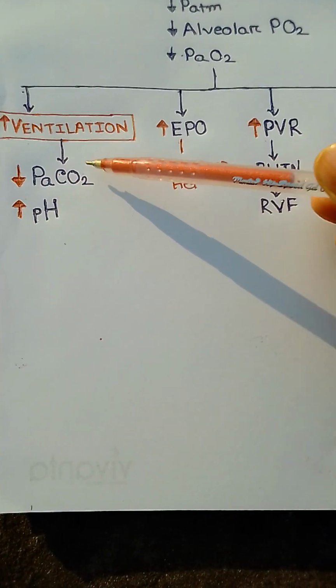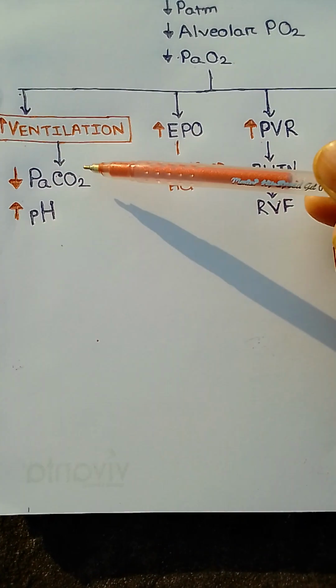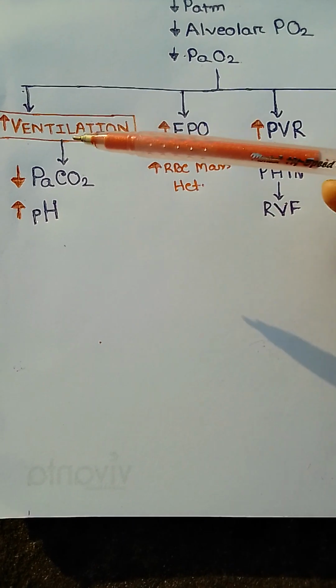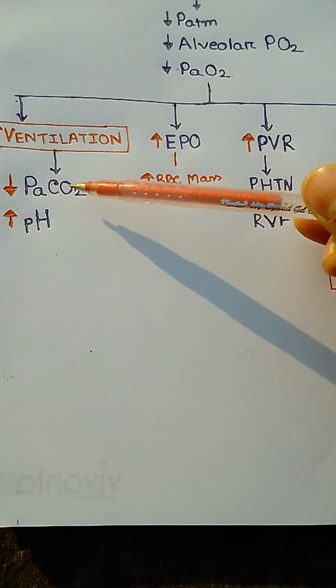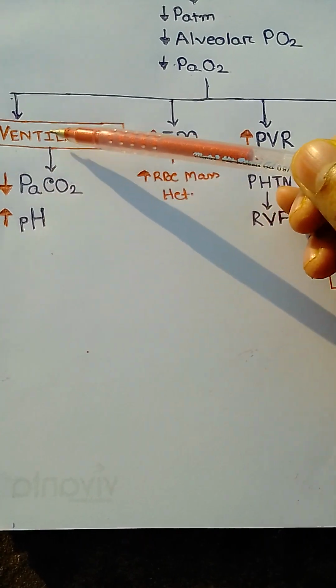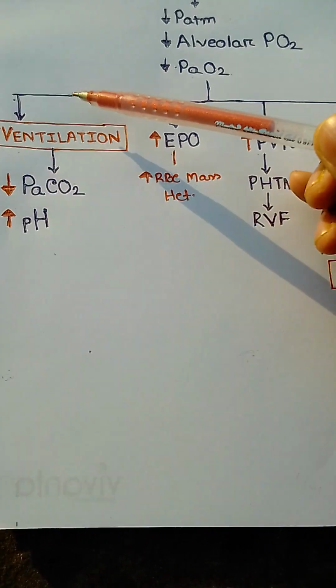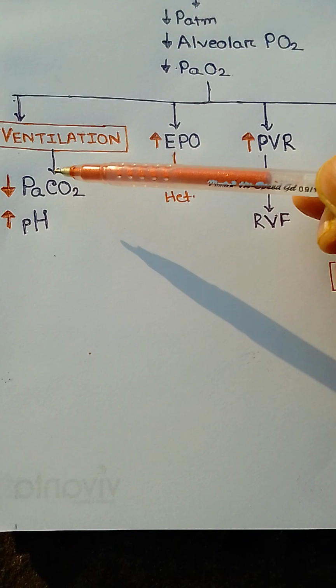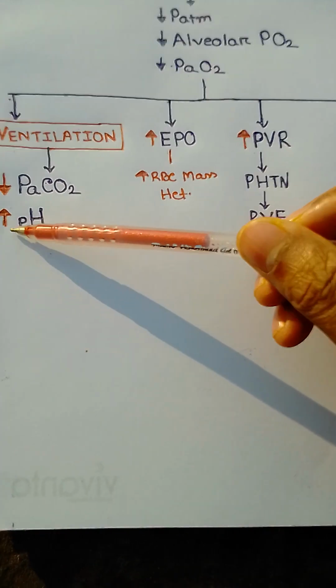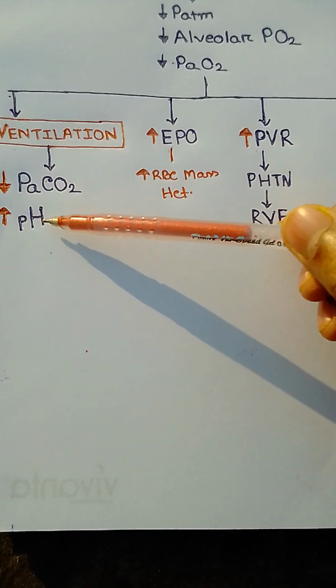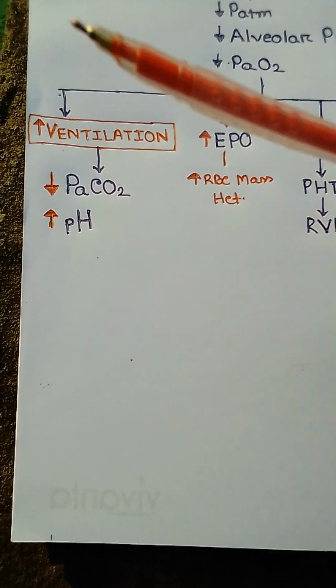As we know, carbon dioxide can produce acid by reacting with water. When carbon dioxide is getting out from the blood, we can say our acid is getting out from the body. As acid is getting out of the body, the body develops alkalosis, so the pH of the body increases. This alkalosis is called respiratory alkalosis.